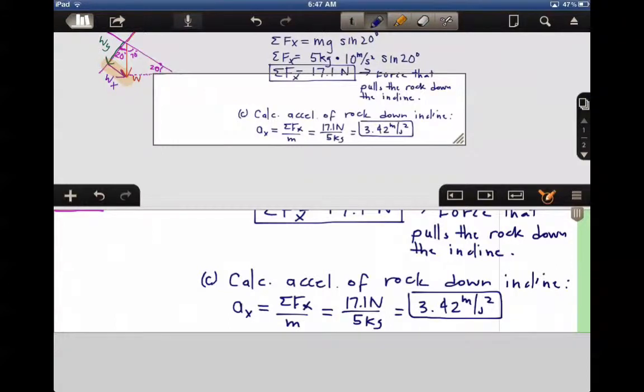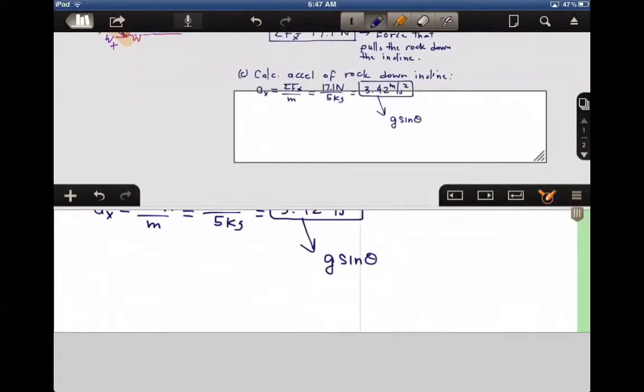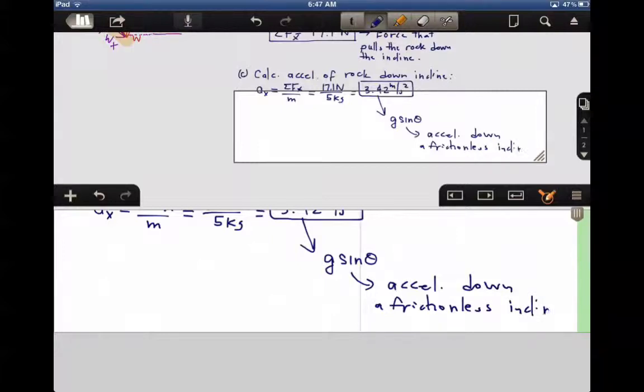Interesting to note, this value is g sine theta. That will always give you the acceleration down a frictionless incline. Frictionless is important here because if we had friction, our force diagram would change, our net force value would change, and the acceleration would change.